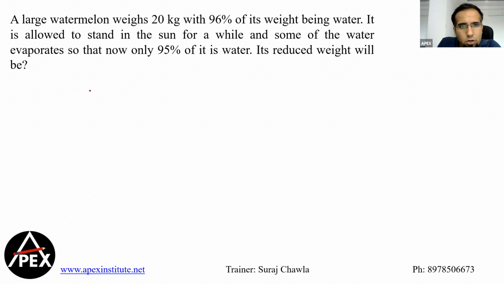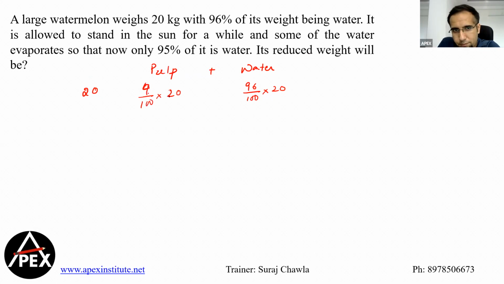So I have a fresh watermelon of 20 kgs here. Now in any fruit, what are the components, guys? There are only two components in a fruit. There is a pulp component and there is a water component. If I'm saying 96 percentage is water, so I'm saying that 96 percentage of 20 is water. Clear? And which means 4 percentage of 20 is pulp.